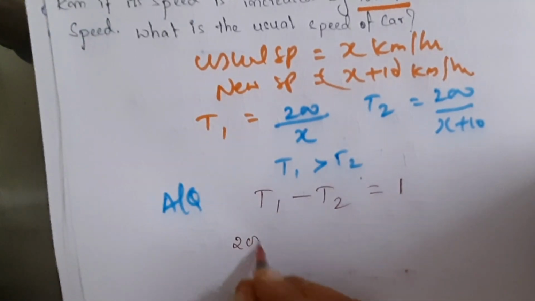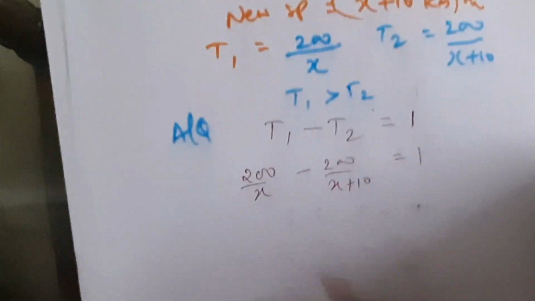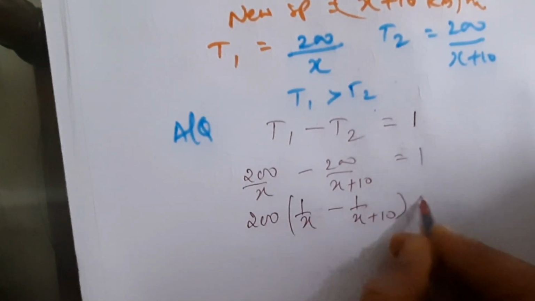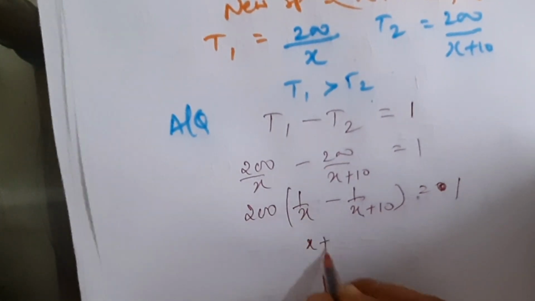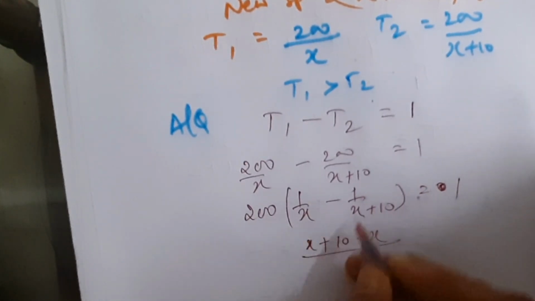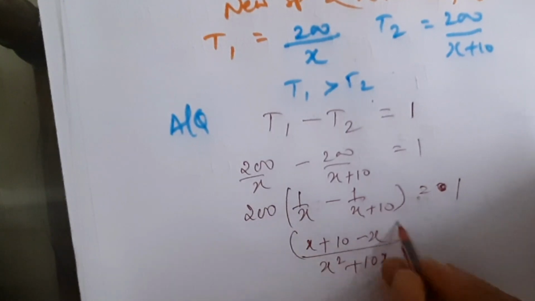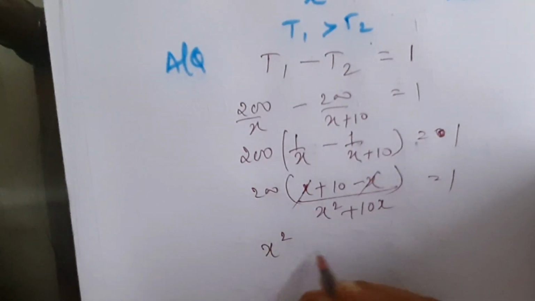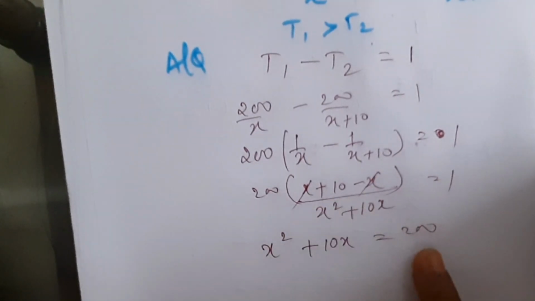Now T1 is 200 upon x minus 200 upon x plus 10 is equal to 1. 200 taken common: 1 upon x minus 1 upon x plus 10 is equal to 1. Now getting LCM, x plus 10 and x, multiply both the terms: x square plus 10x, multiply by 200 is equal to 1. X got cancelled. So we got our equation x square plus 10x is equal to 2000. 200 multiplied by 10 is 2000.